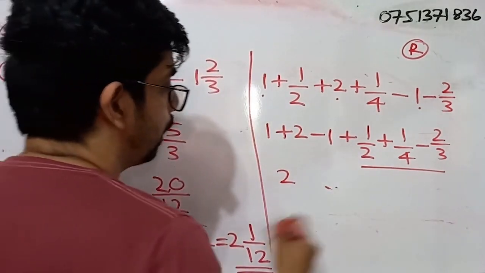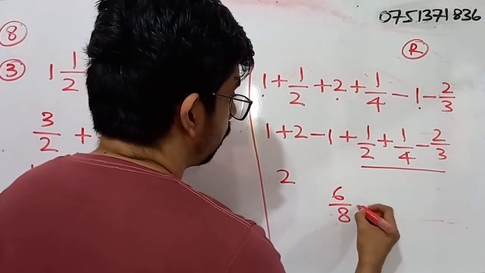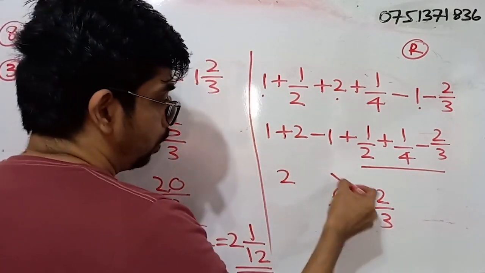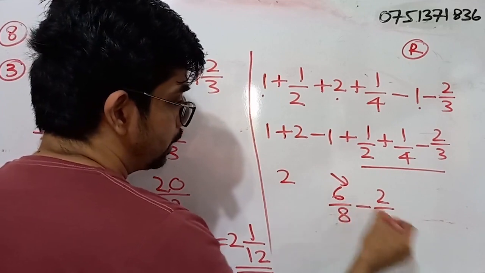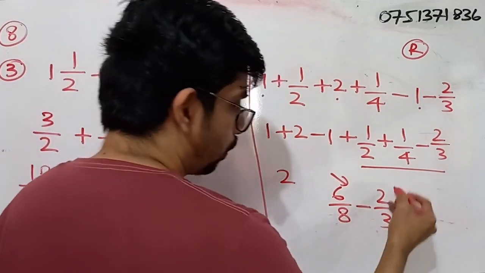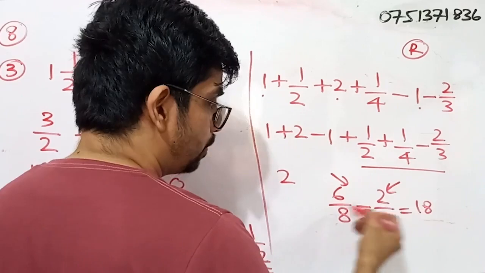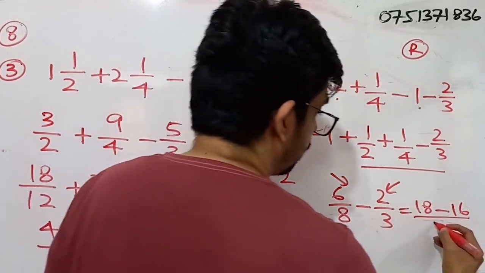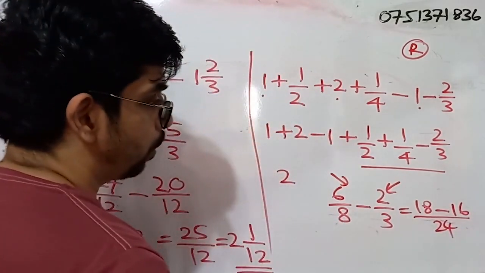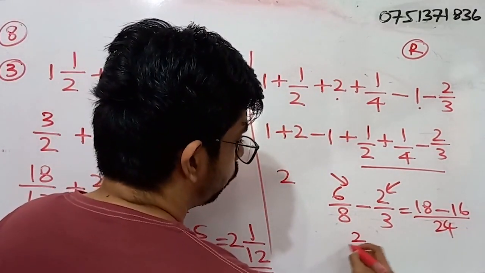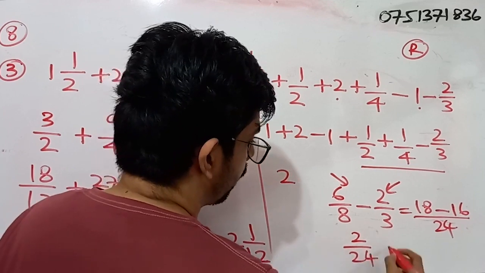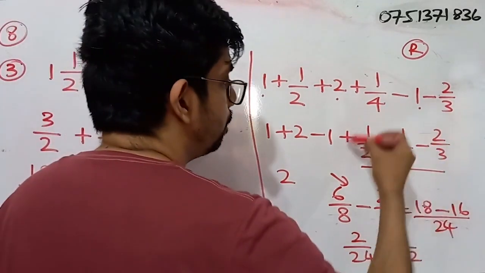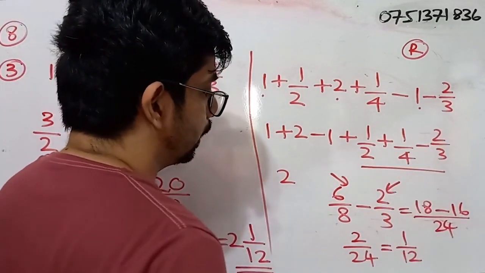Now from that we have to subtract what? 6 by 8. From that we have to subtract 2 by 3. Now cross multiply in this direction. 6 times 3, that is 18. Cross multiply in this direction. 2 times 8, that is what? 16. Then 8 times 3, that is 24. So what will be the outcome here? 2 by 24. So we can simplify this as what? 1 by 12. So what is the output of this simplification?